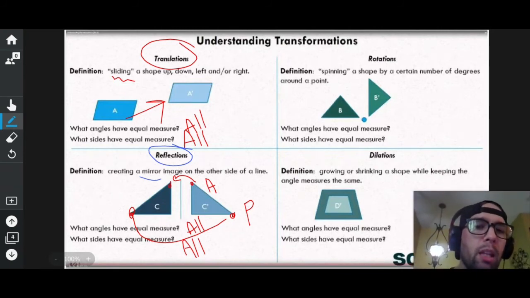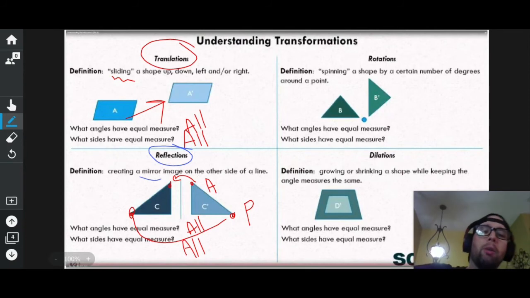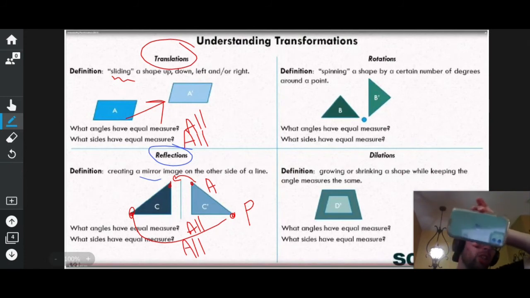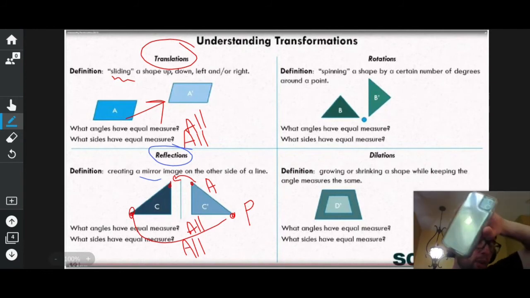Okay? Rotation is the spinning of a shape, or a change in orientation of a shape, by a certain number of degrees around a point. So I'm literally just taking my object and I'm rotating it. I'm not making it a mirror image. I'm not just moving it. I'm taking my object and I'm spinning it. Okay, I still have an iPhone. It does not get bigger. It does not get smaller. It does not become something brand new.